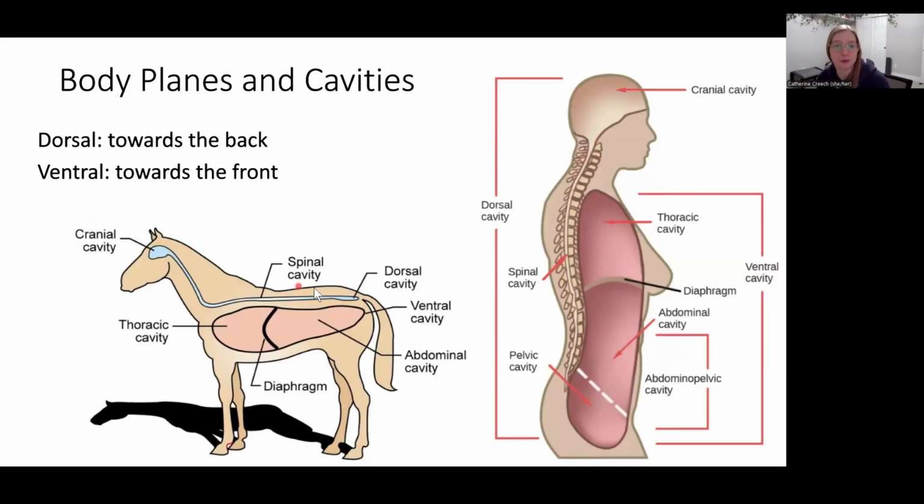If you have a spinal cord, a horse does as well. And then here's where a little bit of a difference comes in. Our dorsal cavity is toward the back. So here, this is dorsal. And then our ventral cavities are toward the front.